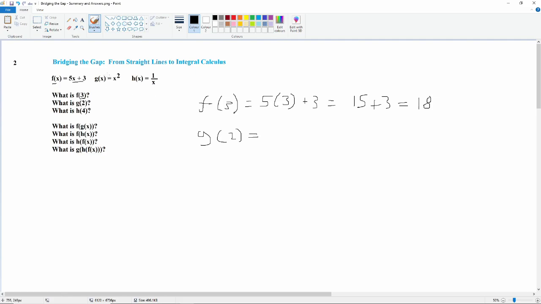This time g is defined as x squared, and x equals 2 because 2 is in the brackets. So g of 2 is equal to 2 squared, which is equal to 4. And lastly, what is h of 4? Well, h is 1 over x, and it's h of 4, so this is 1 over 4.